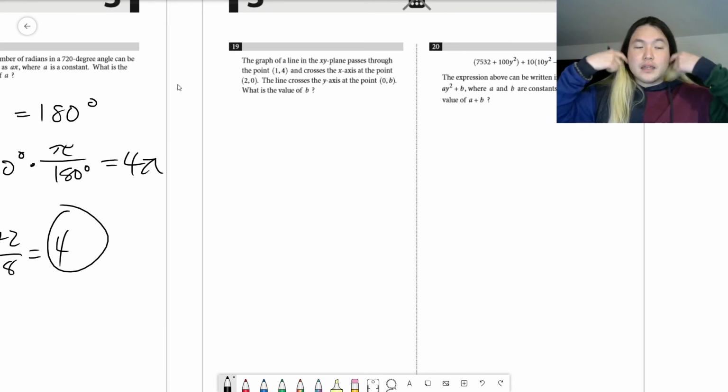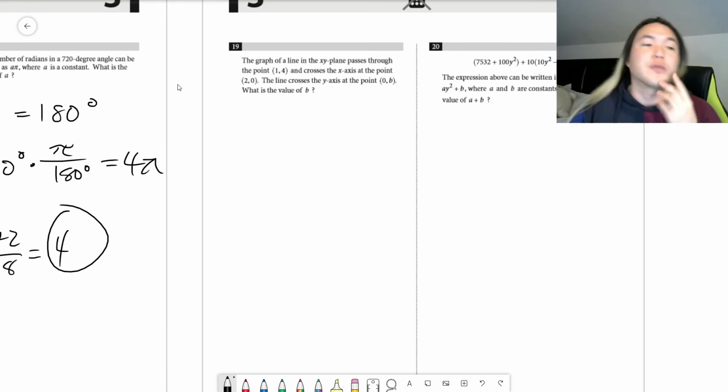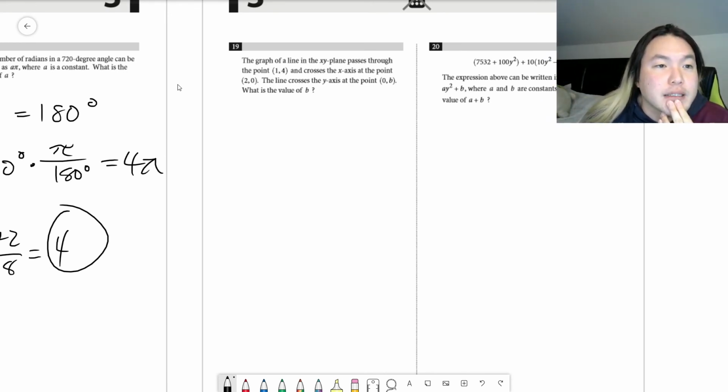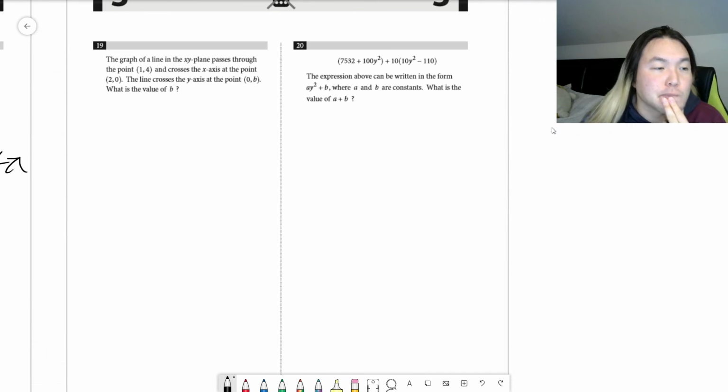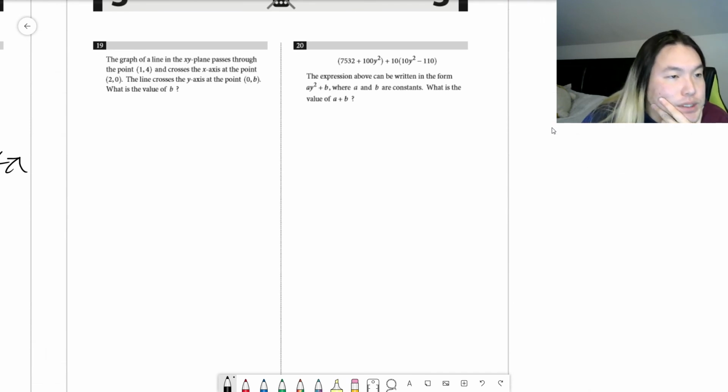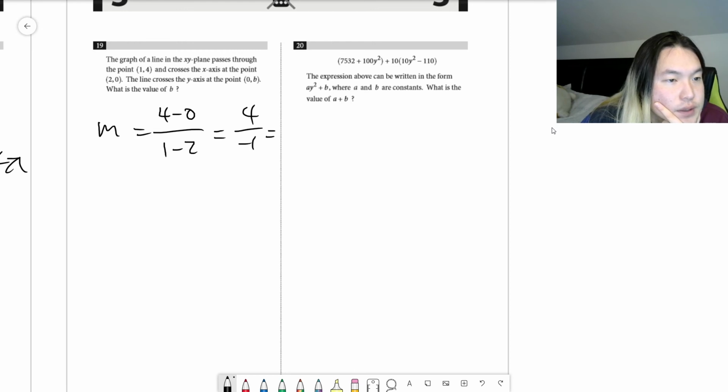The graph of a line in the xy plane passes through the point (1, 4) and crosses the x-axis at point (2, 0). The line crosses the y-axis at (0, b). What is the value of b? Okay, so I'm going to try to make an equation. I'm going to start by solving for the slope. That's equal to 4 minus 0 over 1 minus 2. 4 over negative 1 equals negative 4.